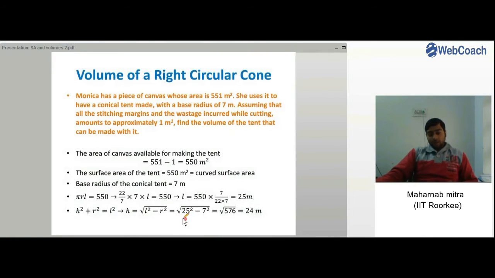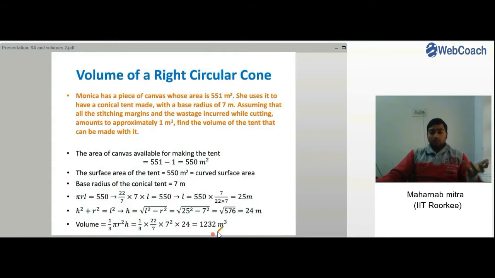Now we put the respective values of l, which we have got as 25 meters, and radius, which we know is 7 meters. So after calculating it, we get the perpendicular height as 24 meters. So now we know the base radius and the perpendicular height, so we can easily find out the volume of the cone, which is 1/3 pi r square h.